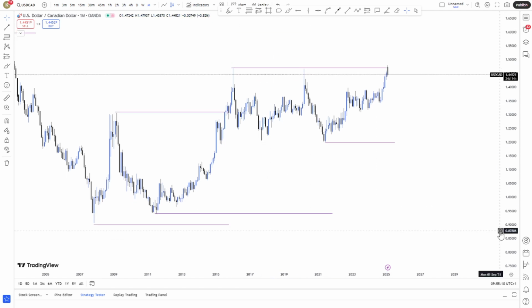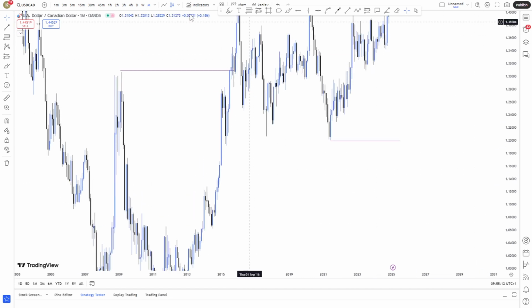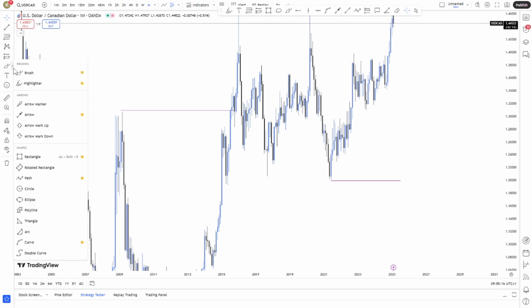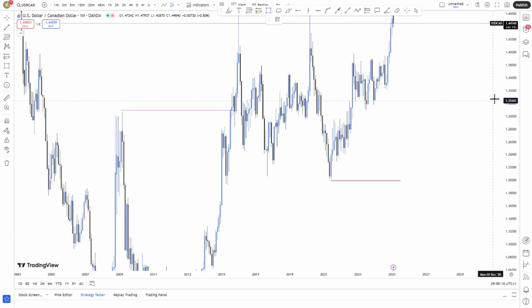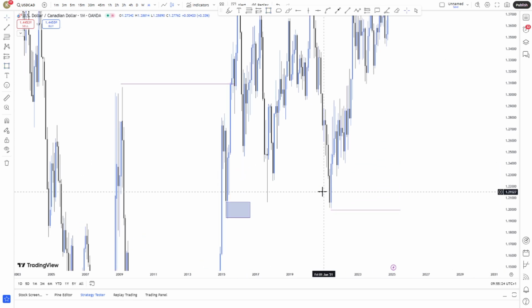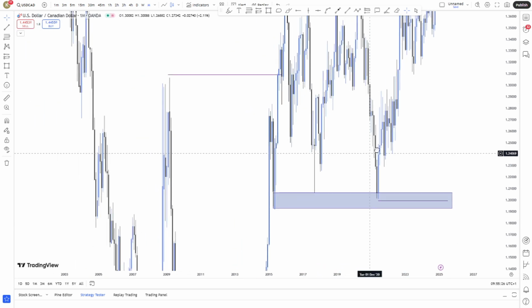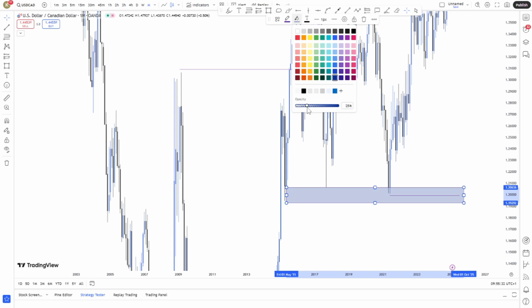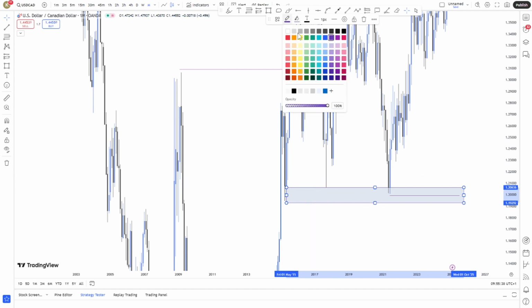Now that we have found it, we want to find a mitigated POI inside of that dealing range, a POI that has been mitigated. So take a look at this area. Where can we see a mitigated POI? We have a rejection block lying right here. Let me try to reduce the opacity of this.